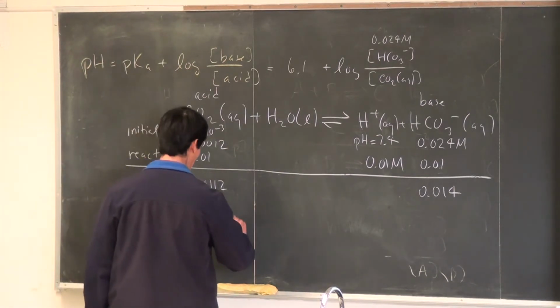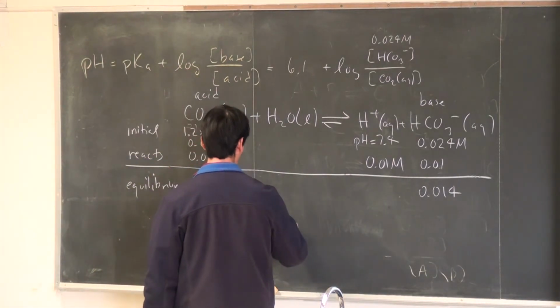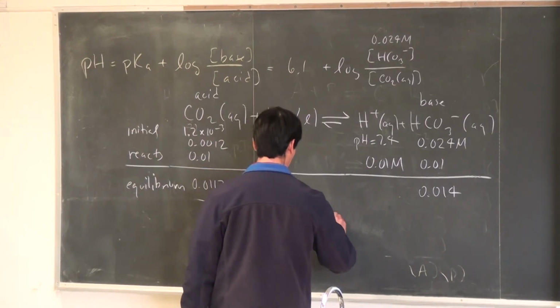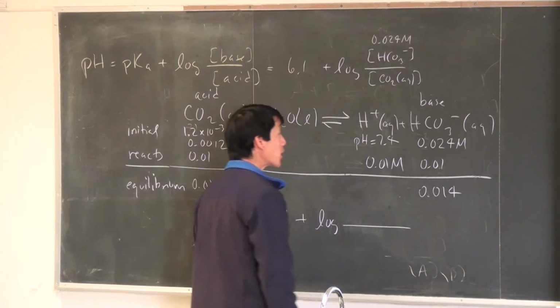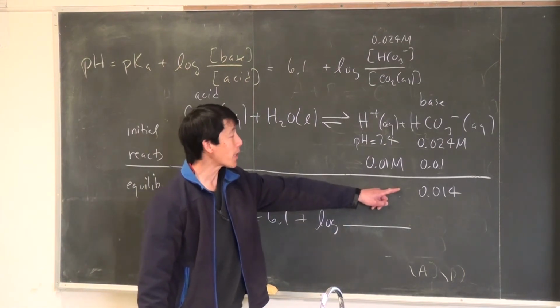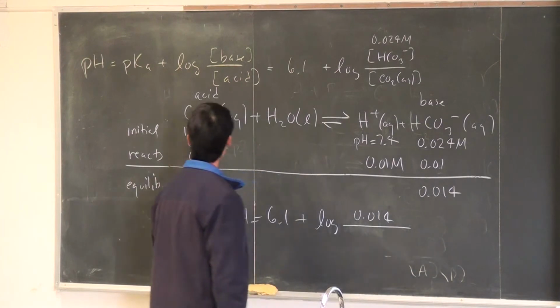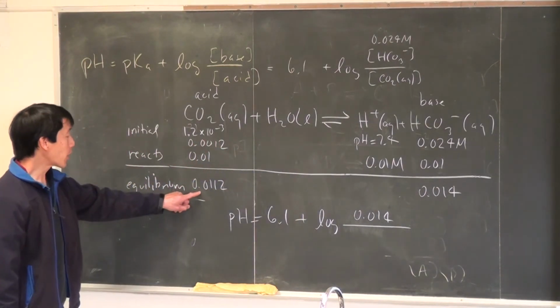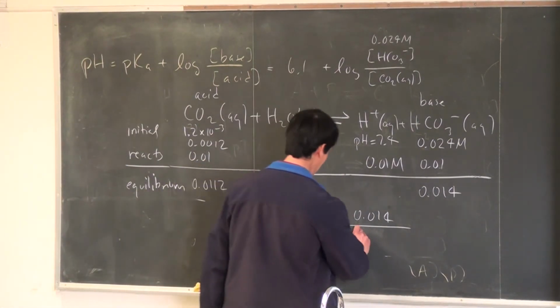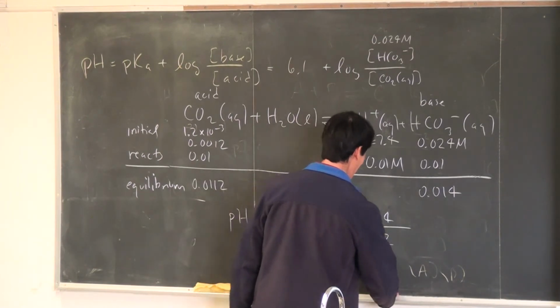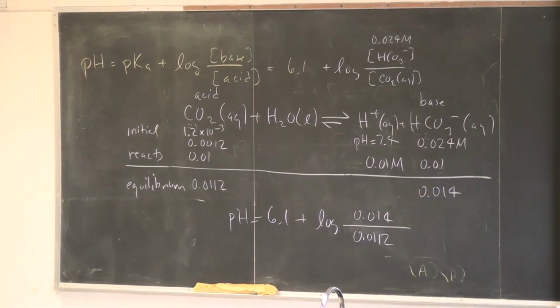Now we want to calculate what the pH is, so let's just plug it into our Henderson-Hasselbalch equation. So we have pH equals 6.1, which is the pKa, plus the log of HCO3 minus. So our new HCO3 minus concentration is 0.014, and our new CO2 concentration is 0.0112. So when we do this calculation, our pH is going to equal, okay, so let's round that to 6.2.